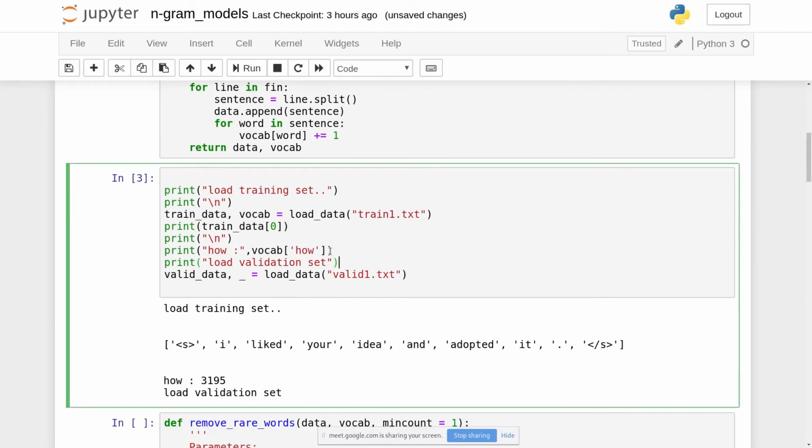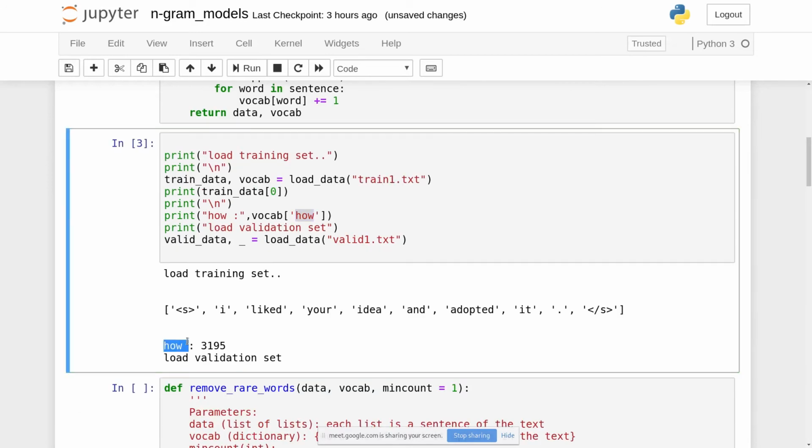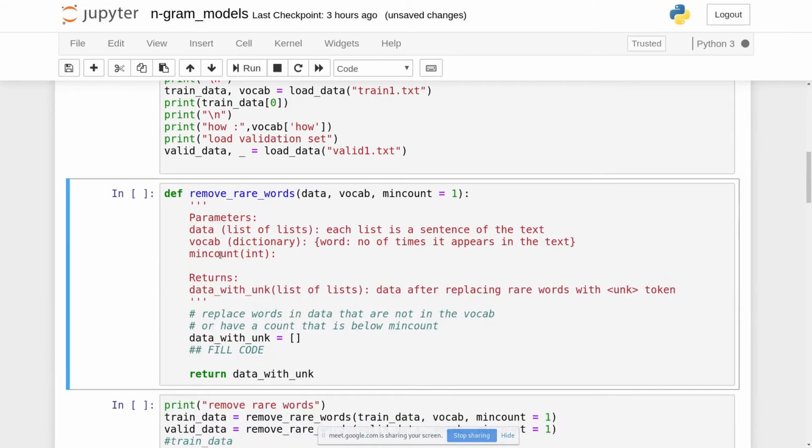In order to find the number of times a word appears, you just need to access the dictionary using the key, which is the word itself. Here we printed how, so how appeared 3,195 times. And then we also loaded the validation data, which we are going to use to check if our n-grams generalize fine. Okay, so far so good.